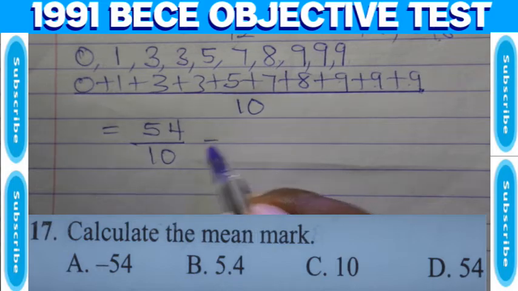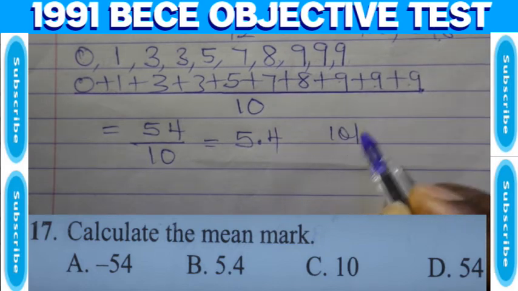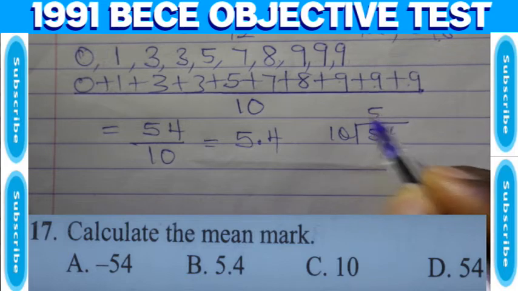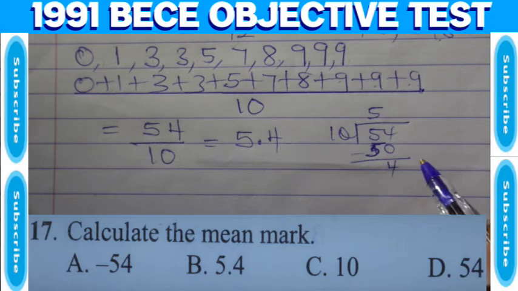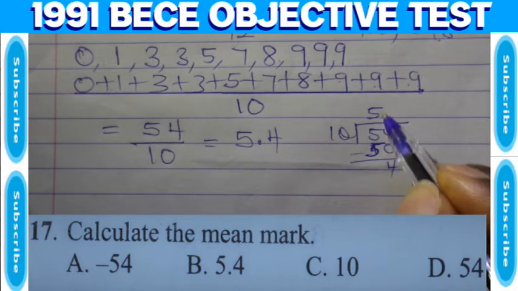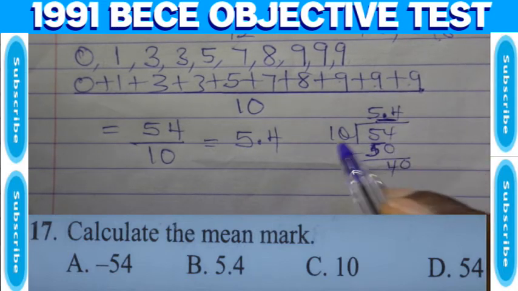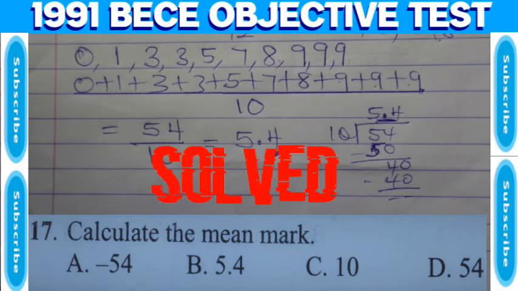That is what we have here, and this will give us 5.4. Or better still, if you use the long division method, 54: 10 divides 54 5 times. 5 times 10 gives us 50. Find the difference. The difference is 4. 10 can't divide 4, so bring a decimal point, add 0. 10 divides 40 4 times. So it is 5.4. So the mean mark is 5.4, and we are done solving question 17.